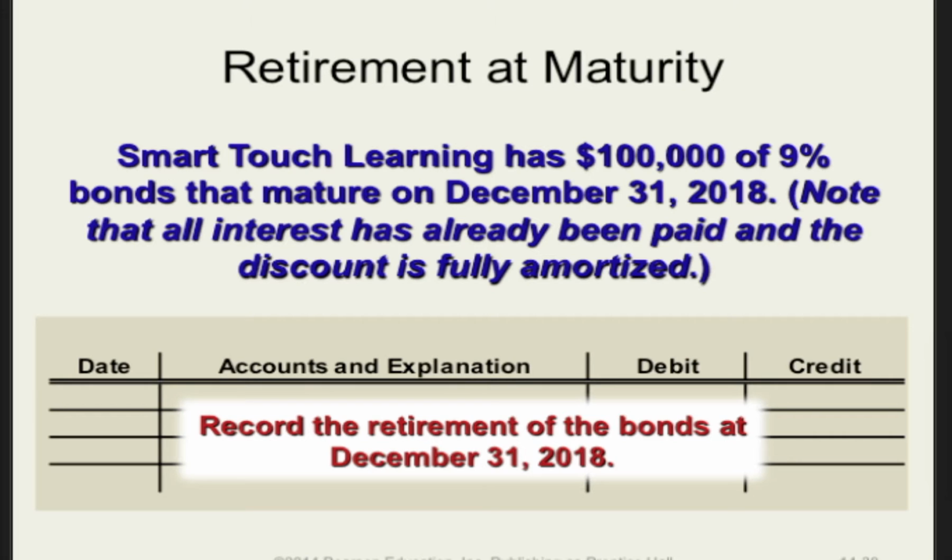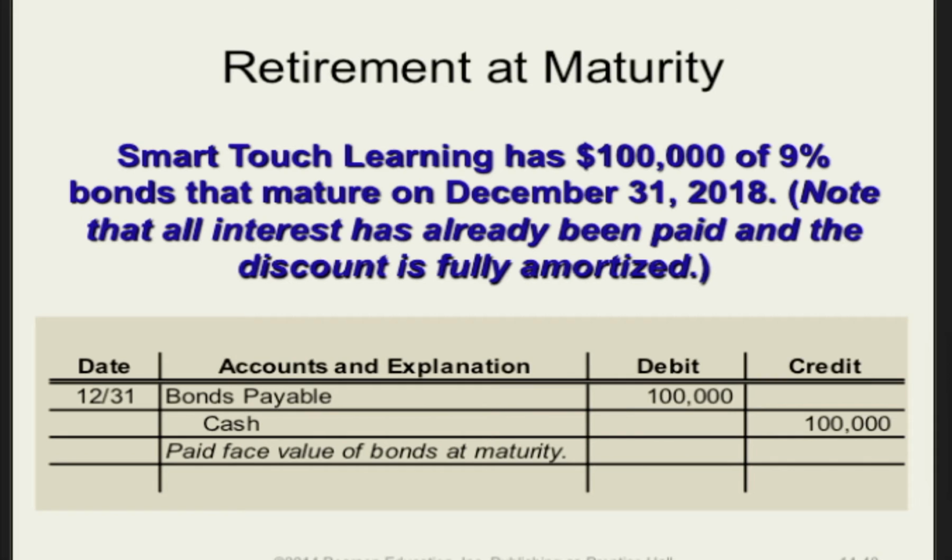At maturity on December 31st, 2018, all the interest has been paid and the discount on bonds payable has been fully amortized. At this point, bonds payable net equals $100,000. Record the retirement of the bonds. This is a simple retirement of any type of debt that you have. You basically enter the debit amount into the liability account of bonds payable. That cancels out your bond payable amount that you had on the books. So you no longer have any liability under bonds payable for this transaction, and we show a credit to cash of $100,000 showing that we paid this amount.